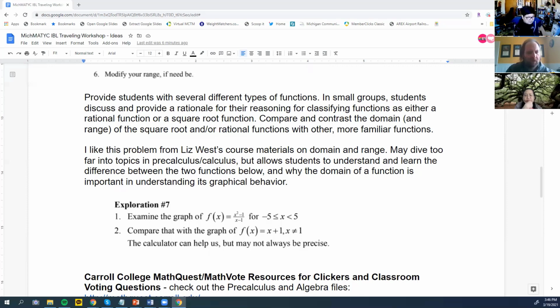What else did I put down? Another idea would be to give students a variety of different functions, just the functions, not the graphs, and ask which are square root functions and which are rational functions, and then compare and contrast those with functions they might be more familiar with, such as linear, quadratic, or polynomial functions. They would be able to compare and contrast why a square root function is the way it is, or a rational function is the way it is.